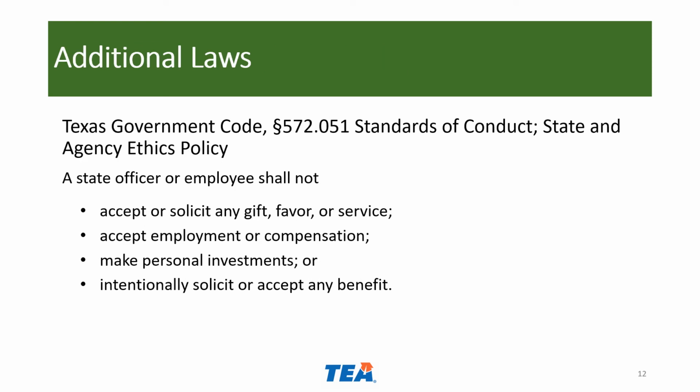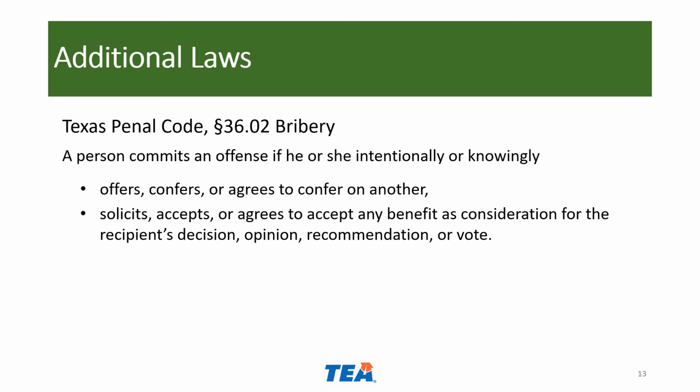As a reviewer, you're conducting official state business. Therefore, Texas Government Code 572.051 applies to you, and prohibits you from accepting or soliciting any gift, favor, or service, accepting employment or compensation, making personal investments, or intentionally soliciting or accepting any benefit as a result of your work. Texas Penal Code 36.02 also applies to reviewers and basically says it's against the law for you to accept bribes.